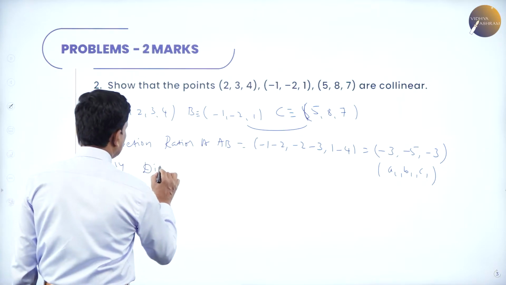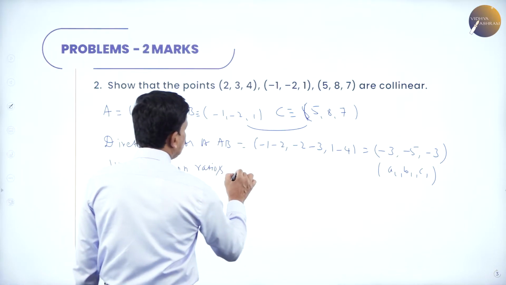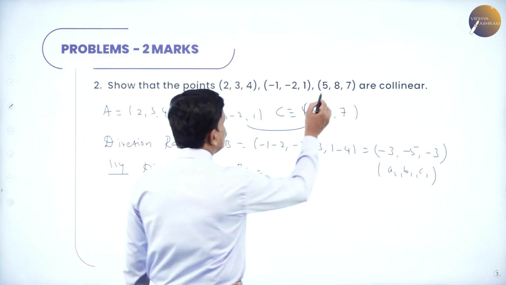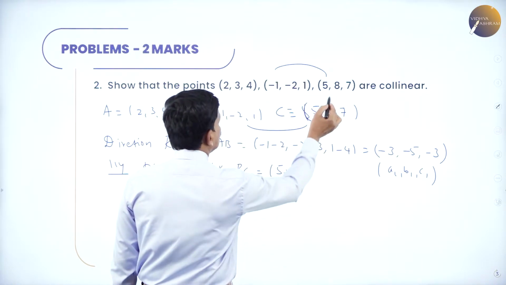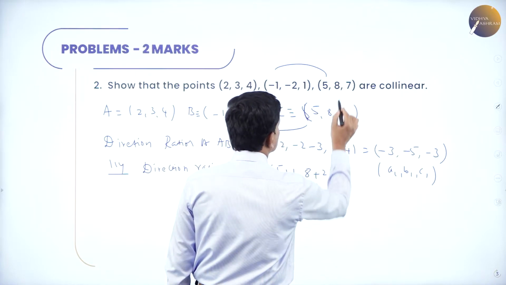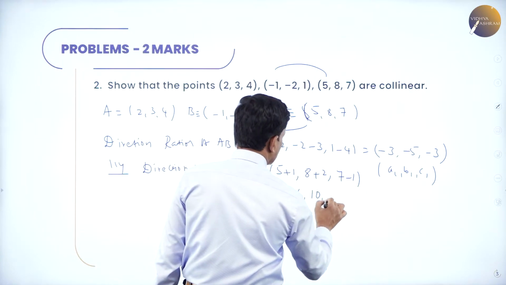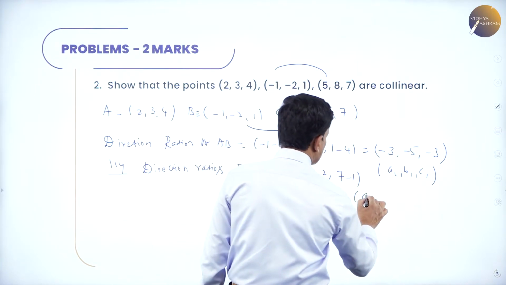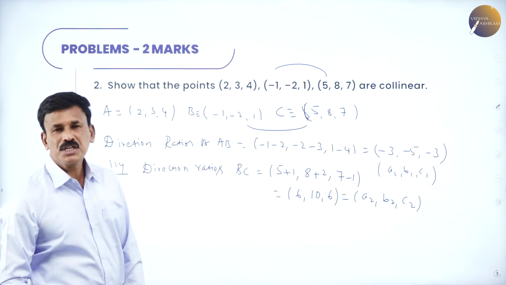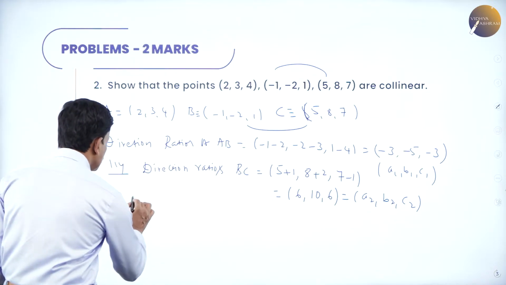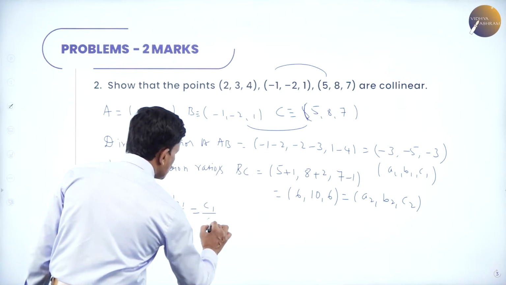Similarly, the direction ratios of the line BC is equal to this minus this: 5 minus (minus 1) is 6, 8 minus (minus 2) is 10, 7 minus 1 is 6. This is equal to 6, 10 and 6. Let us call it A2, B2, C2. Now find out the ratios. Therefore A1 by A2 is equal to B1 by B2 is equal to C1 by C2.